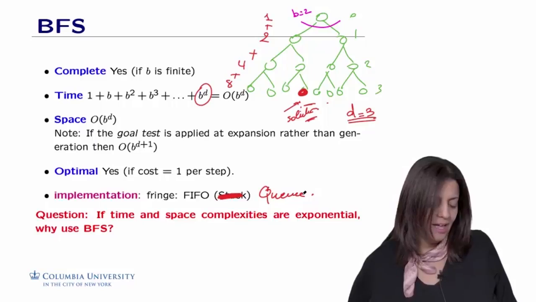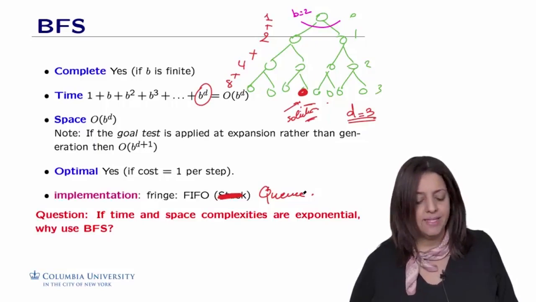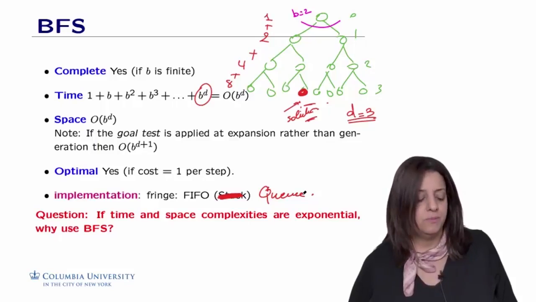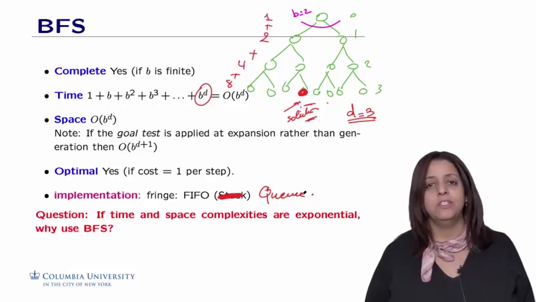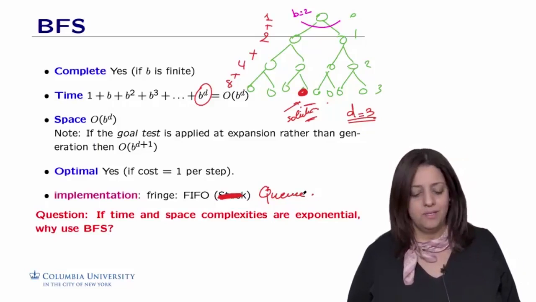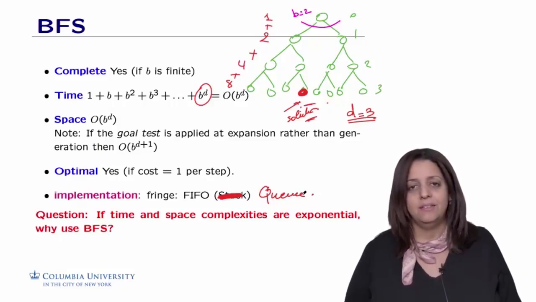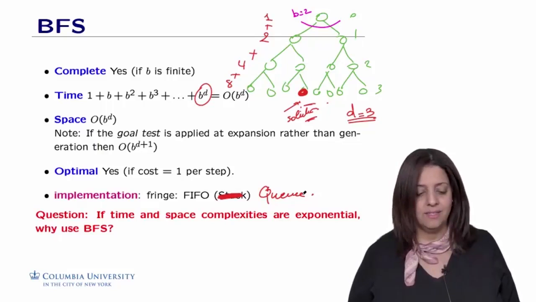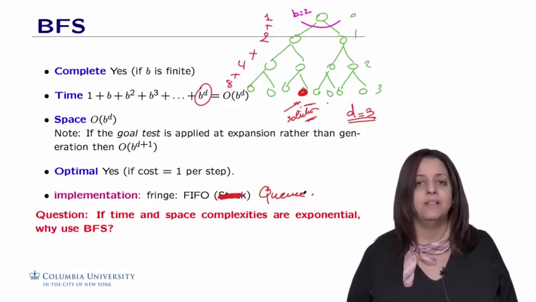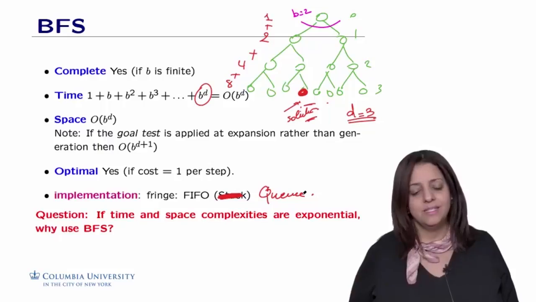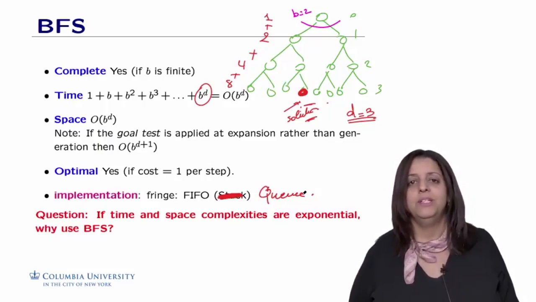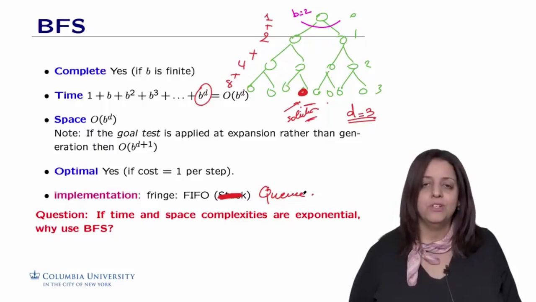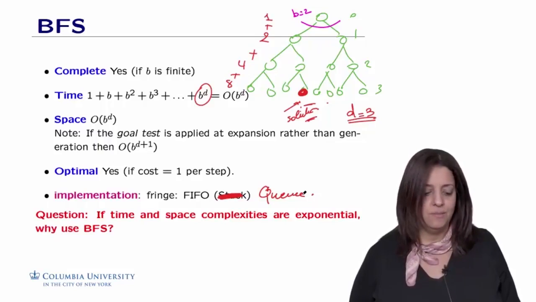So a question actually here is, if time and space complexities are exponential, why do we even use BFS? And the reason is that it depends on the problem. For some problems, the solution is so shallow that it is much better to do a BFS. You get it sooner, and you won't get really this exponential complexity in time and space. So if the solution is shallow, and you know that from domain knowledge, you could then use a BFS rather than going very deep into the search space, as DFS or other methods would do.